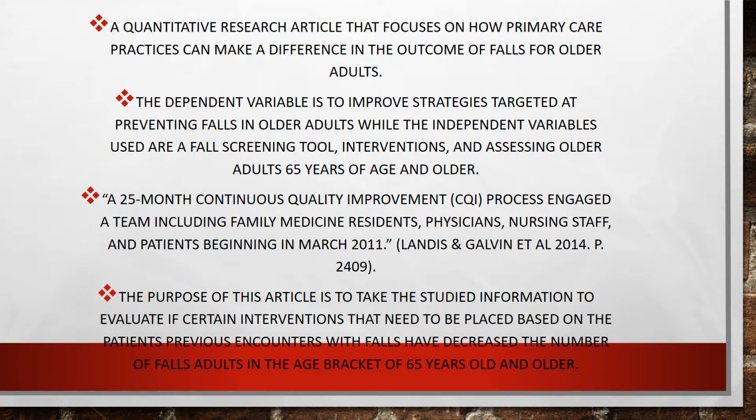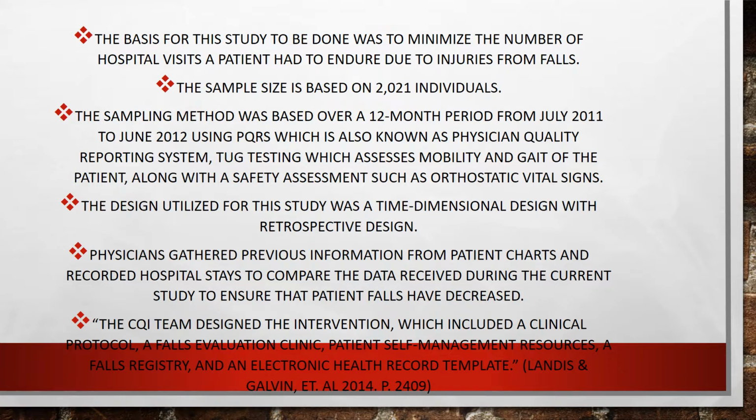A 25-month continuous quality improvement process engaged a team including family medicine residents, physicians, nursing staff, and patients, beginning in March 2011. The purpose of this article is to use the studied information to evaluate whether interventions placed based on the patient's previous encounters with falls have decreased the number of falls in adults in the age bracket of 65 years old and older.